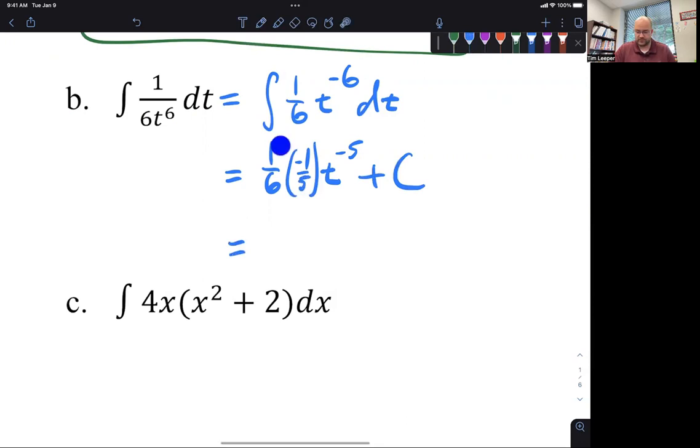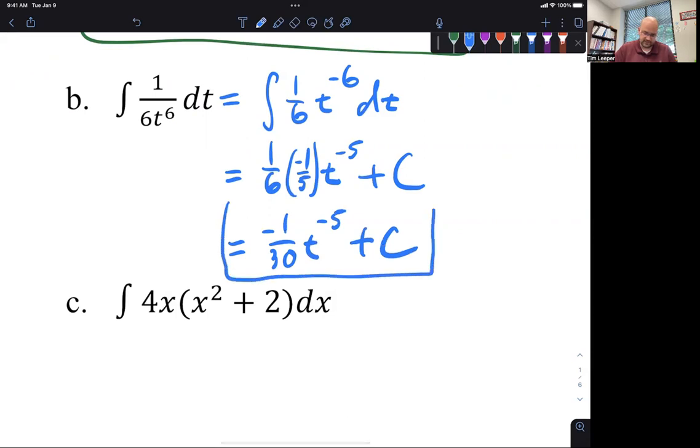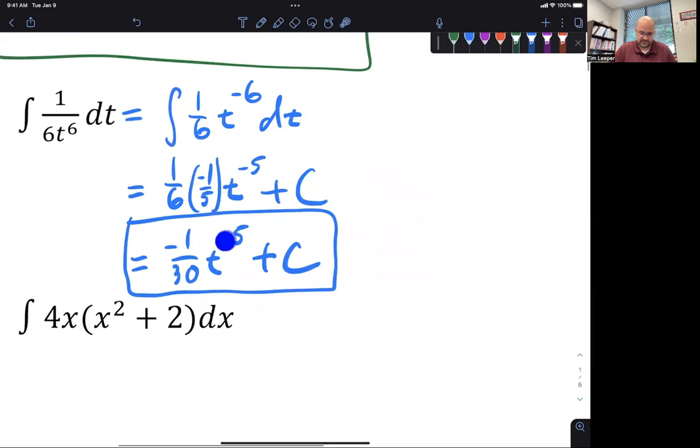Now, when we multiply, 1 times negative 1 is negative 1. 6 times 5 is 30. So this is negative 1 over 30, t to the negative 5 plus c. And I'm perfectly fine if you leave it like that. If you want to, you can go ahead and move the t to the negative 5 to the denominator, making that negative 1 over 30 t to the 5th plus c.